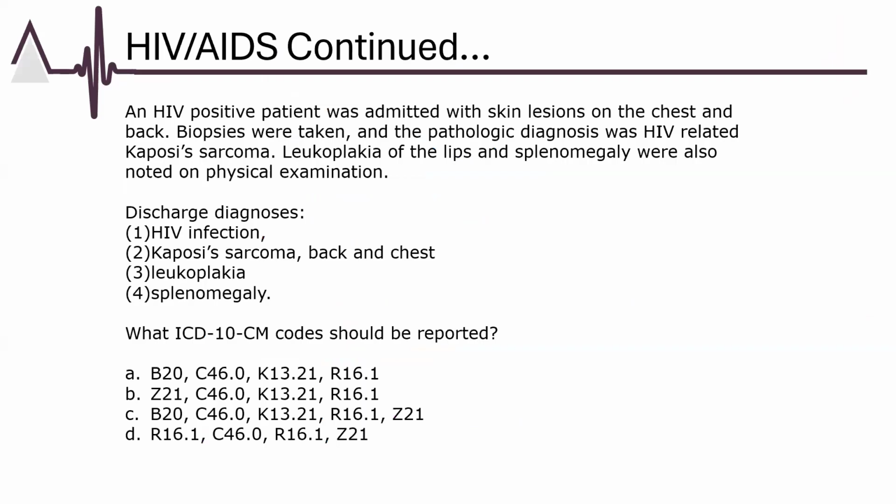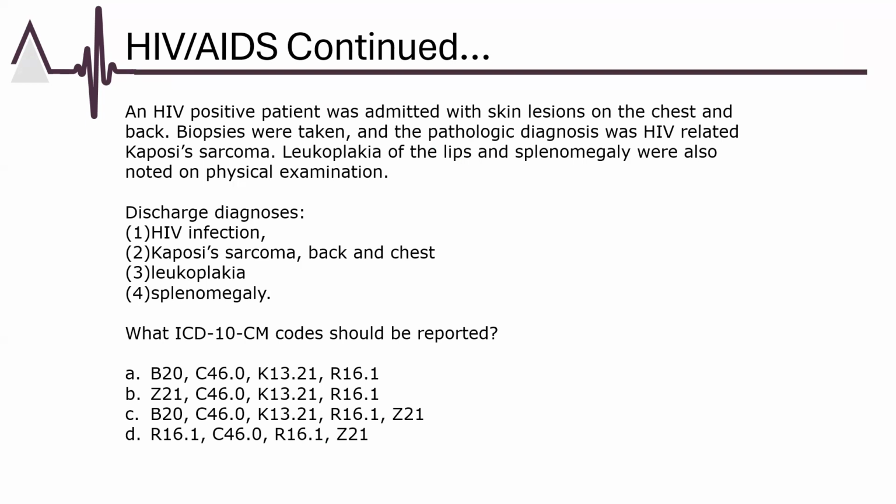An HIV positive patient was admitted with skin lesions on the chest and back. Biopsies were taken and the pathologic diagnosis was HIV-related Kaposi sarcoma. Leukoplakia of the lips and splenomegaly were also noted on physical examination. The discharge diagnosis is HIV infection, Kaposi sarcoma on the back and chest, leukoplakia, and splenomegaly. What ICD-10 code should be reported?